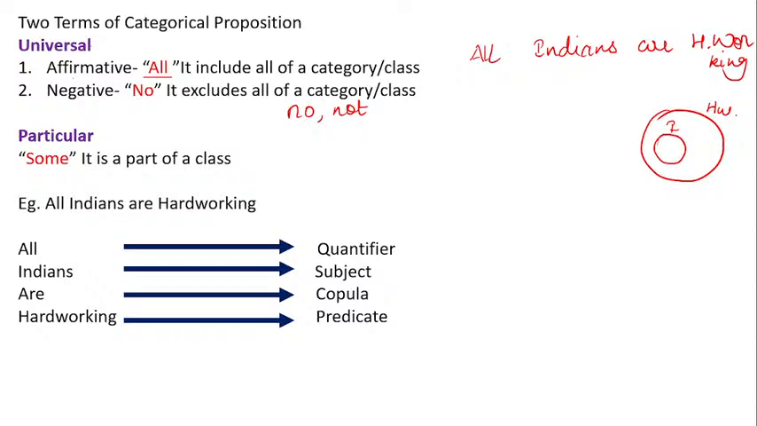If it has all in the sentence, then we call it universal affirmative. What do we call, students? We call it universal affirmative. Right? Everyone is right. Universal affirmative means it is a positive statement.